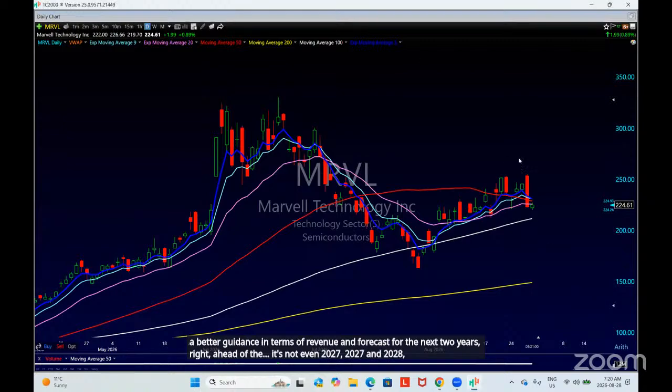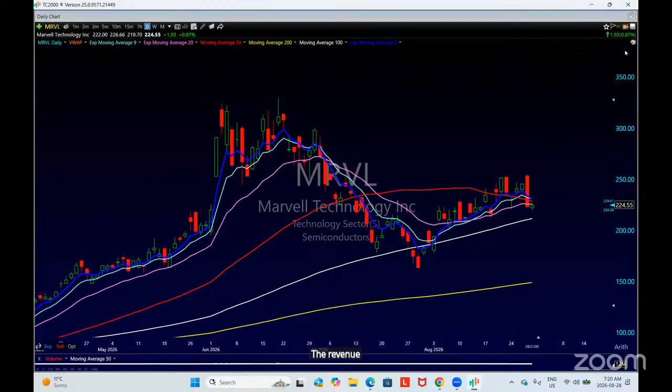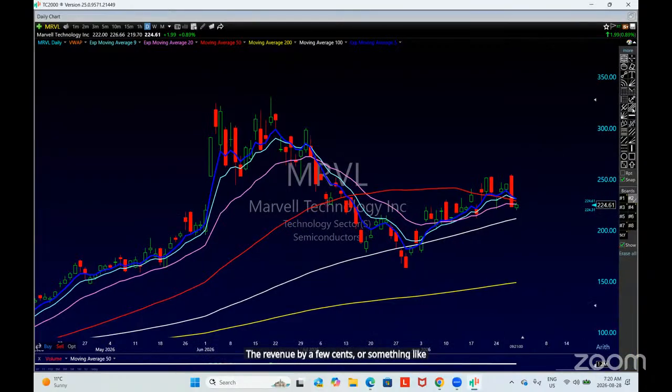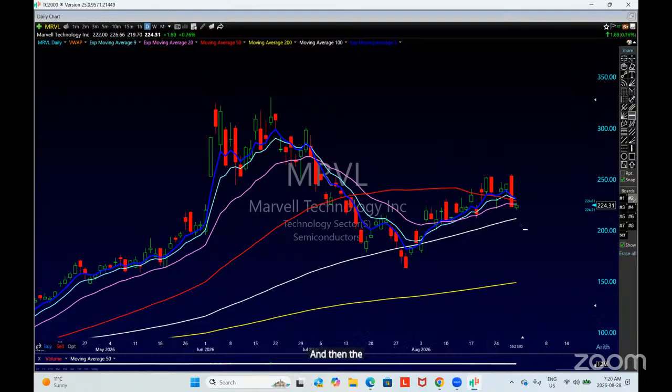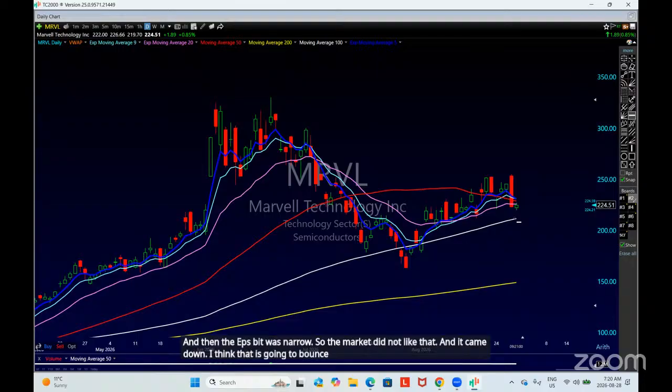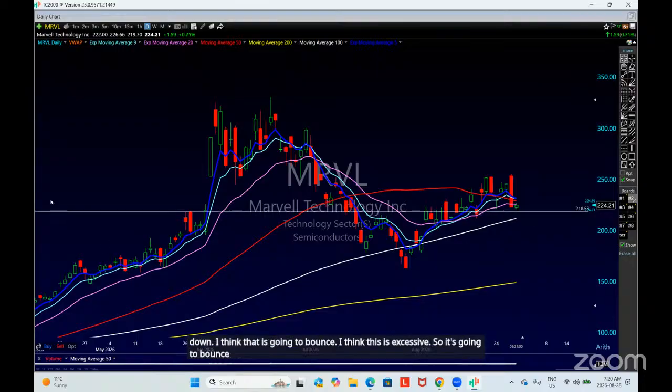The reason why the stock is selling off is that these stocks have high expectations. So if you come in and beat the revenue or EPS by a few cents or something like that, then it's like the stock was priced for perfection, and the EPS beat was narrow, so the market did not like that and it came down. I think that this is going to bounce. I think this is excessive, so it's going to bounce.